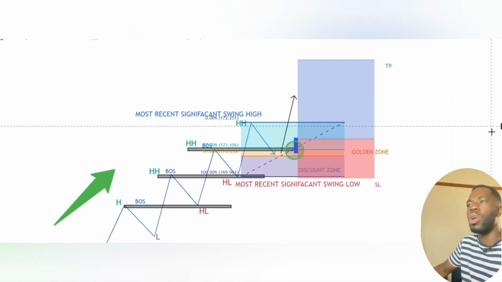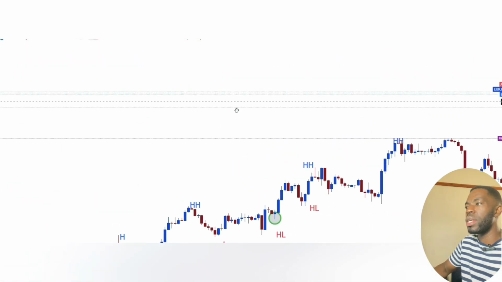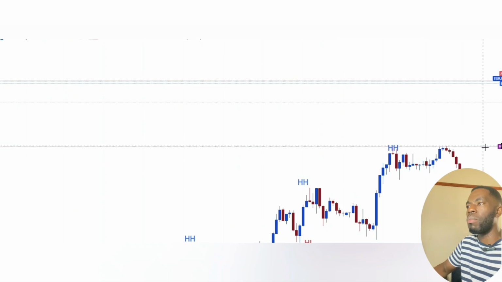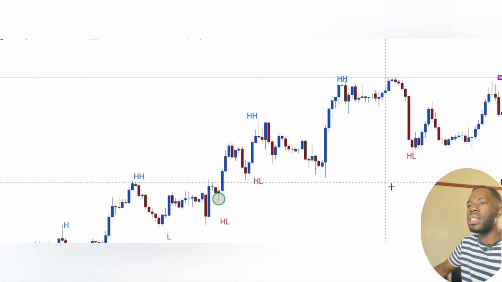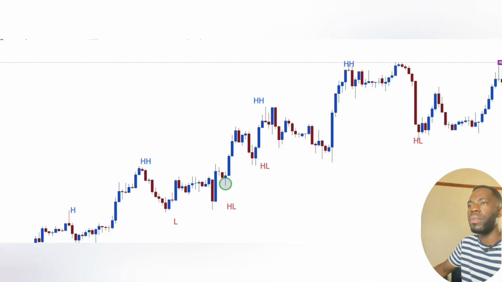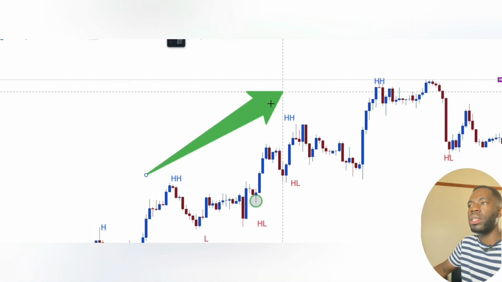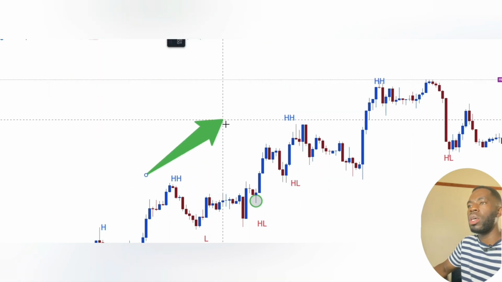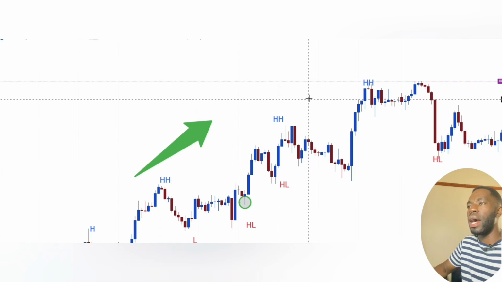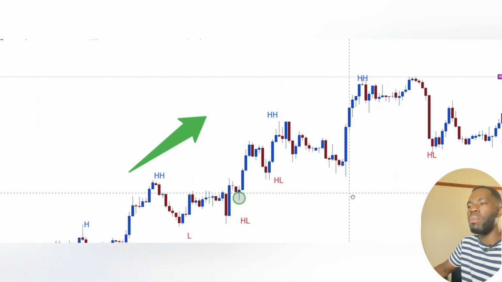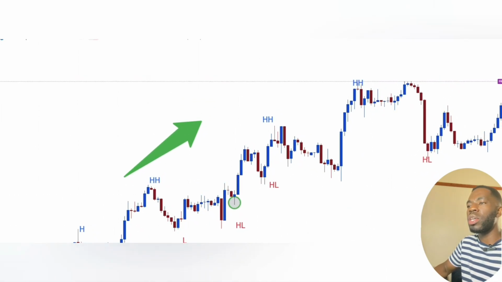Pretty simple. So looking at it on the charts, we can see here an example. We can see that this is a bullish trend. It's going up. You can see higher highs and higher lows. Here I've already marked them out. So you drag your fib tool.